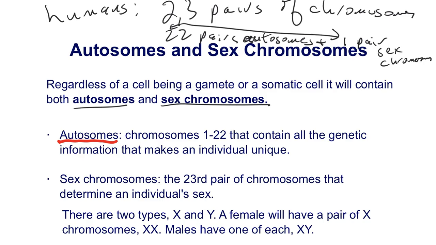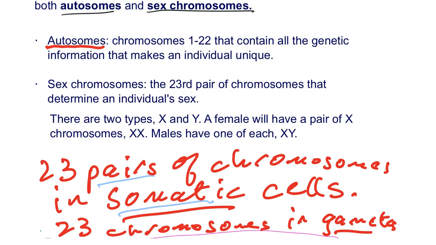Okay, the sex chromosomes give us our sexual characteristics. They determine our sex. There's 2 kinds of sex chromosomes, X and Y. Okay, a female's sex chromosomes are 2 X chromosomes, and the male sex chromosomes are an X and a broken chromosome, the Y chromosome. So we need to know that.